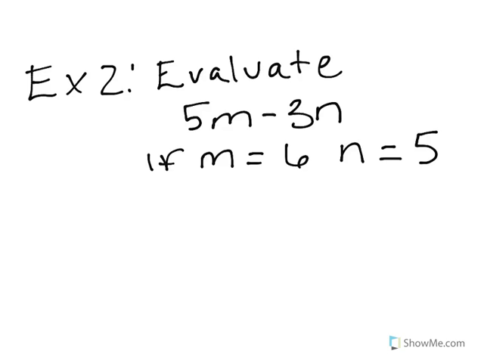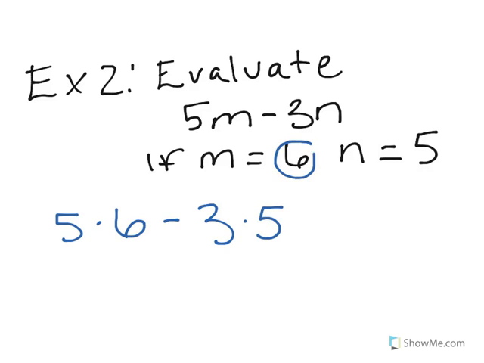So my next example is to evaluate 5m minus 3n if m is 6 and n is 5. So again, when a variable is right next to a number, I assume that it's multiplication. So I'm going to say, what is 5 times 6 minus 3 times 5. Notice I'm just plugging in 6 for m and 5 for n.